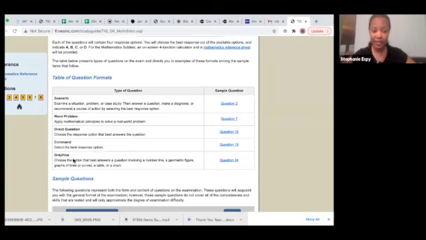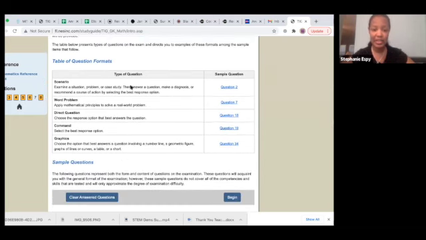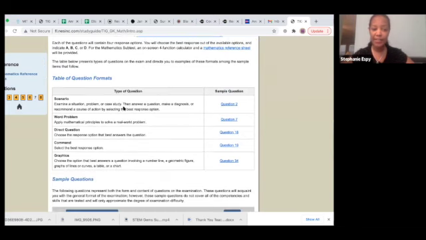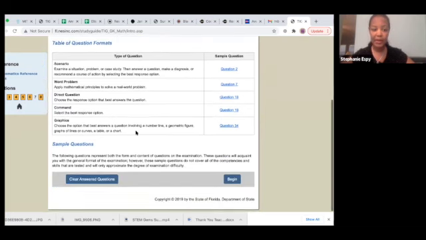You have graphics where you choose the option that best answers a question involving a number line, a geometric figure, a graph of lines or curves, a table, or a chart. So those are the types of questions within this 40 multiple choice questions, 100 minutes long, consisting of 5 different types of questions. Okay, so now we're ready to begin and go through some sample questions.